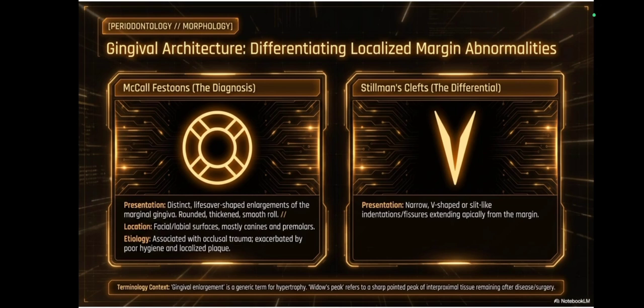Now coming on to the gingival architecture. McCall festoons are rounded, lifesaver-shaped enlargements of the marginal gingiva, most commonly on the facial surfaces of the canines and premolars. Differential diagnoses are Stillman cleft, V-shaped or slit-like indentations, but they are not rounded. Widow's peak, they are sharp pointed peaks of tissue between teeth.